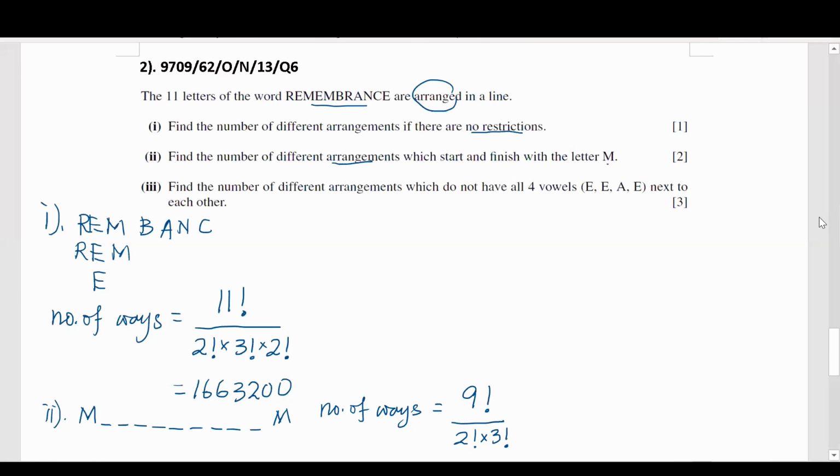As the M's are not being arranged, we do not have to consider them. Using calculator, we will get the number of ways to be 30240. All right, that will be the answer for part 2. Now let's look at part 3.